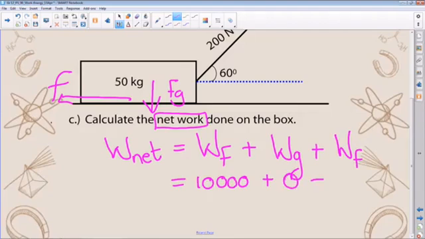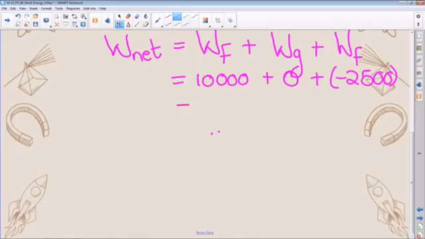And the work done by friction was minus 2,500. So that means that we get 7,500 joules. You know what? On a question like this, that's the easiest way to do it in terms of calculating net work, because we led you. We made you calculate work done by the force, work done by gravity, work done by friction.